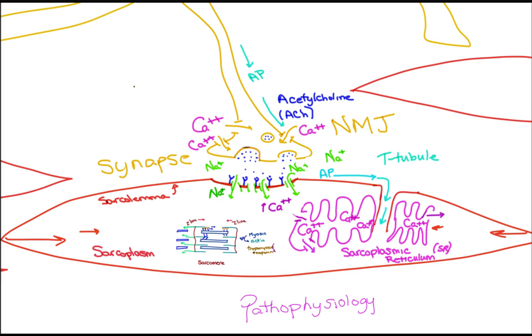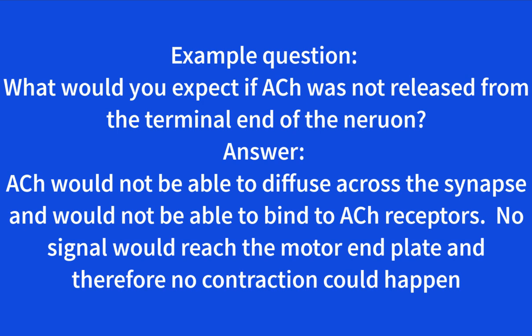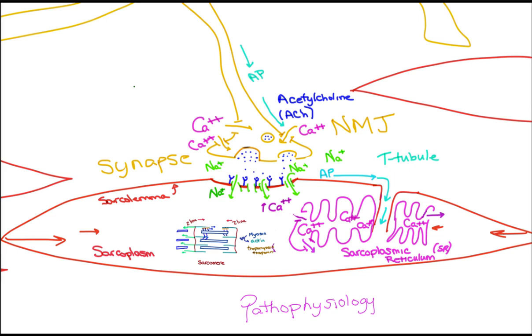The answer to that question would therefore have to be very specific. You couldn't tell me it just wouldn't contract because that's not specific enough. What I'm looking for is that ACH would not be able to diffuse across the synapse and therefore couldn't bind to the receptors. And so no signal would get from the neuron to the muscle fiber and contraction couldn't happen. That shows me that you understand what is normally supposed to happen and that it is not happening in this case. Okay, so we need to also talk about how to stop muscle contraction.